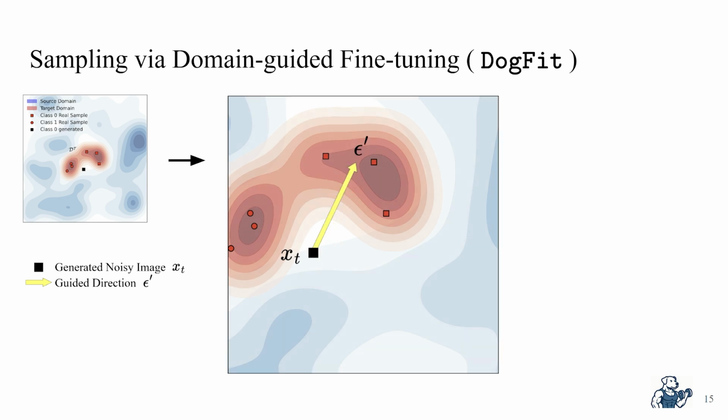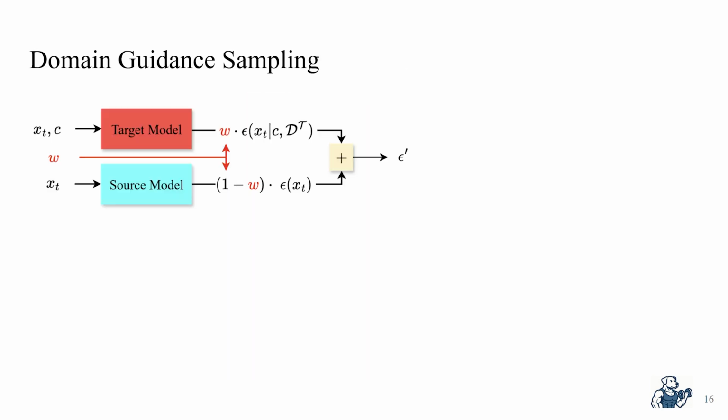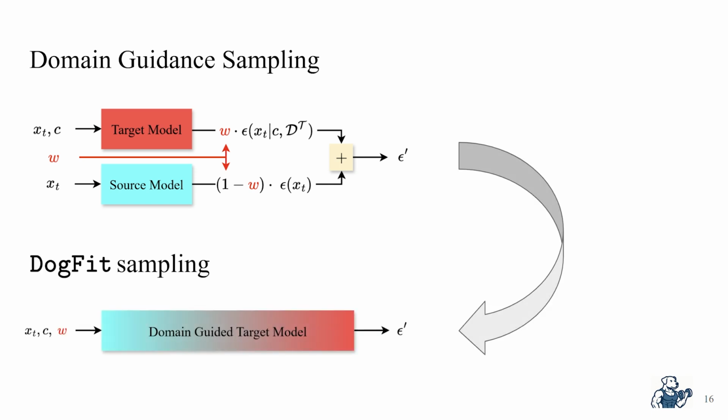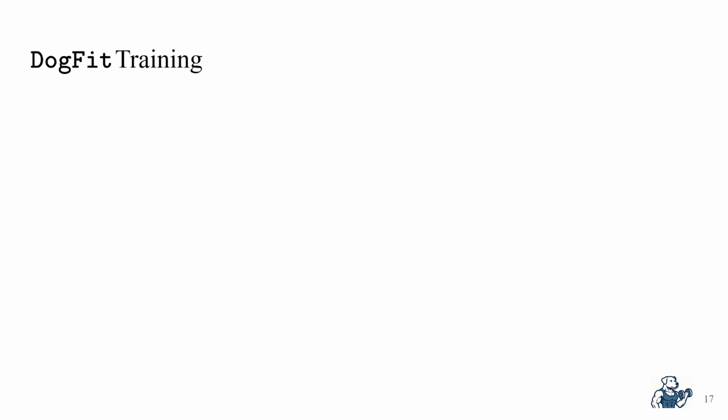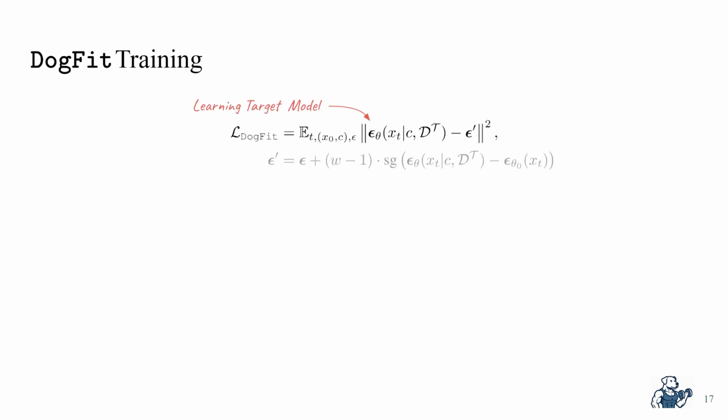Leading us to our method DogFit. At its core, DogFit is interested in simplifying the sampling process of domain guidance. DogFit uses the same old diffusion MSE loss during training while adding a domain-aware offset to the target noise. The conditional estimate is provided via the learning target model and the unconditional estimate via the source model. We further use a stop gradient operation in order to prevent collapse.